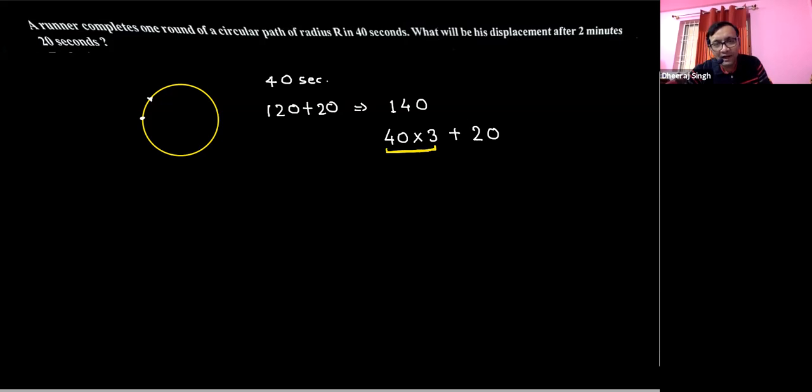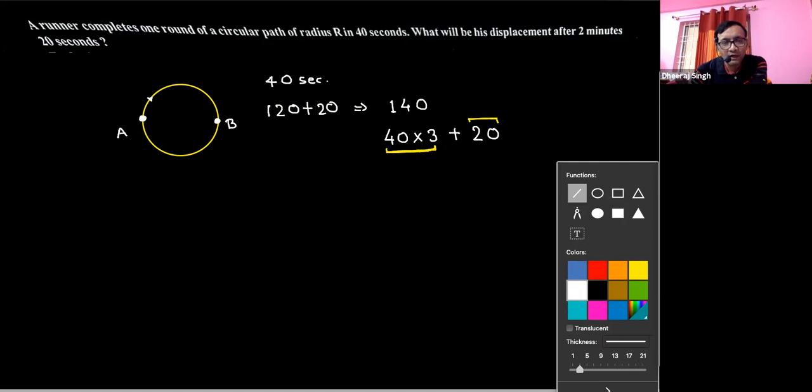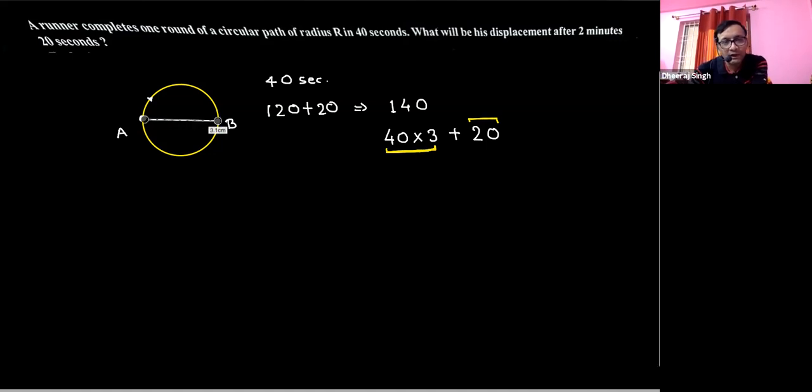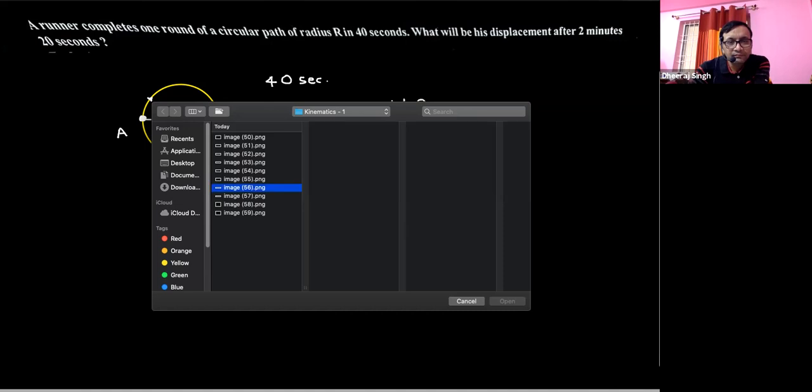And then after that, there is one half revolution also. So you're back to here 3 times, and then you are here. From point A, you have gone to point B. Displacement is basically the shortest distance between the starting and end point. So this will be the displacement, which is 2 times the radius. Got it? All right, next one.